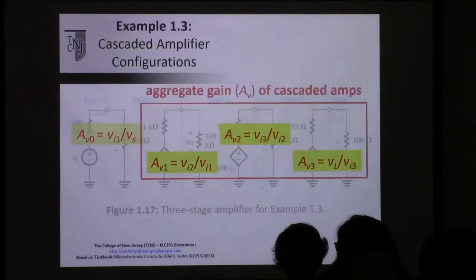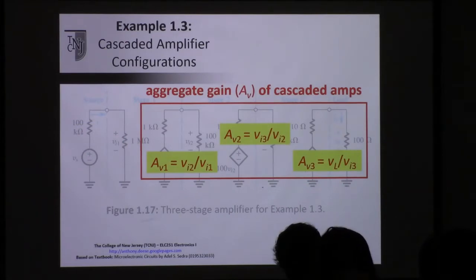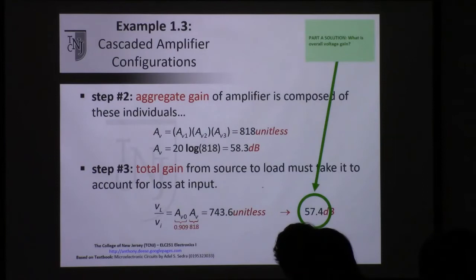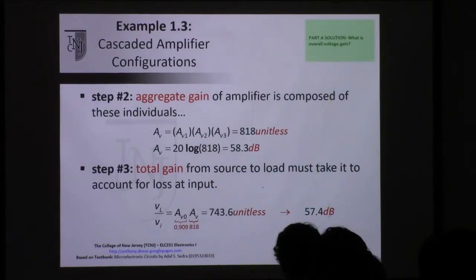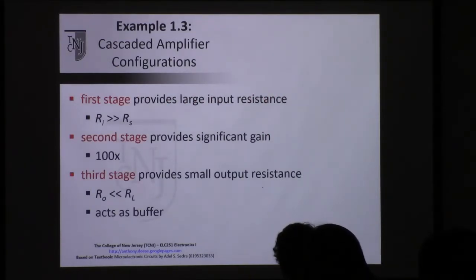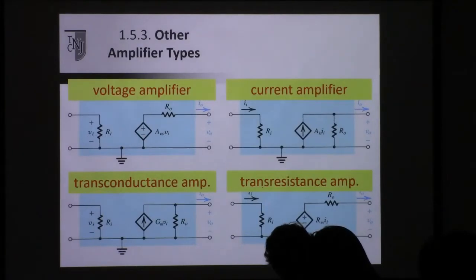And the math, right, we have the aggregate gain of the cascaded amps, the loss of gain at the input, and we calculated all those values as shown here. Again, these are all just voltage divider equations. We came up with the total value both with and without the loss of gain at the input. We got it in decibels. And then we talked about the roles of the first, second, and third stages: the first stage provides the large input resistance, the third stage provides the small output resistance, and the second stage provides the more significant gain.